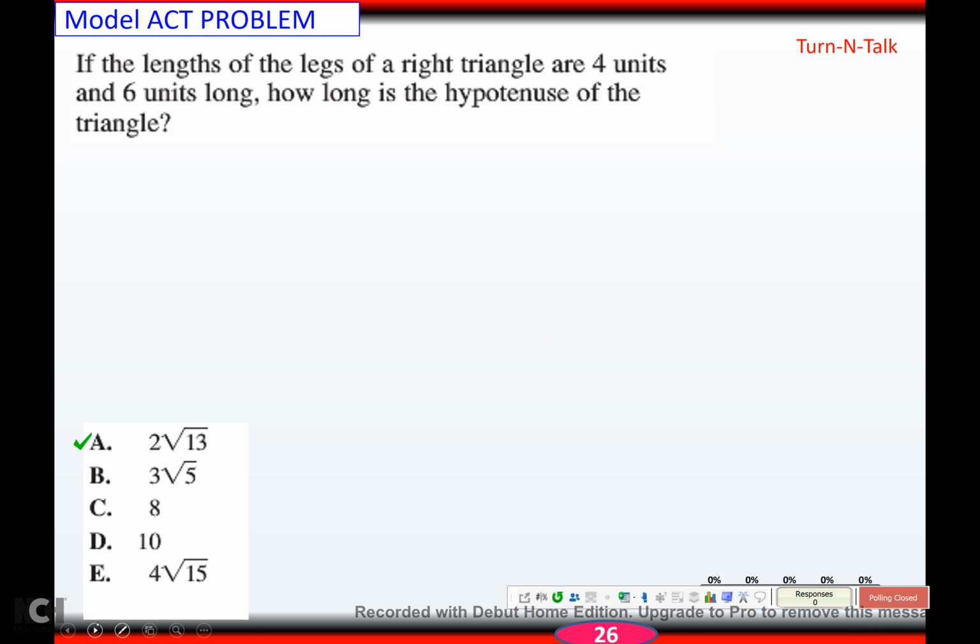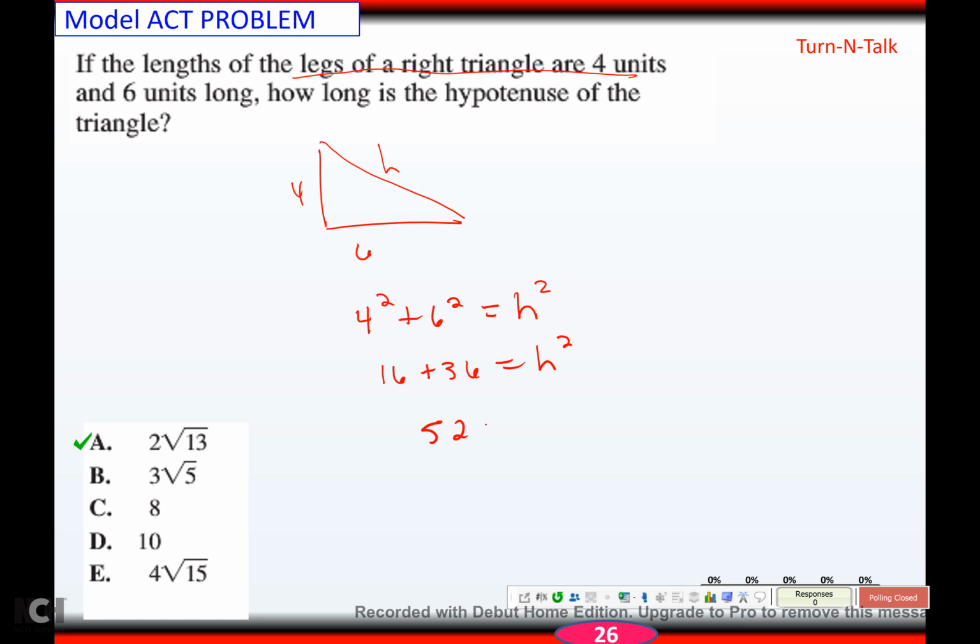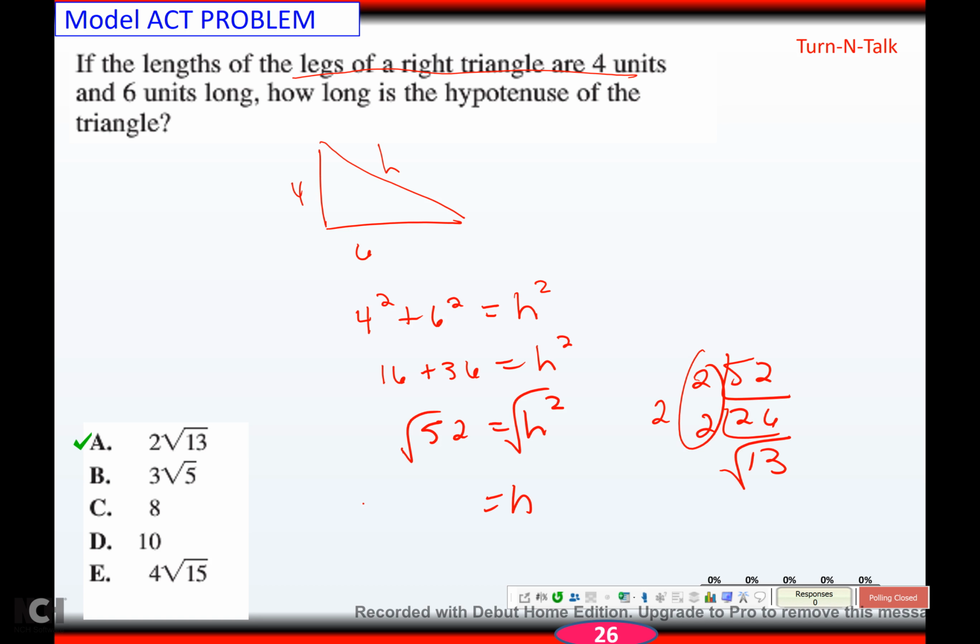And this one's just straight up: the legs of a right triangle are 4 and 6, and they want to know what the hypotenuse is. Well, 4 squared plus 6 squared equals hypotenuse squared. So 16 plus 36 equals hypotenuse squared. So 52 equals hypotenuse squared, take the square root. If I break 52 down, by 2 is 26, by 2 is 13. That 4 is a perfect square, which gives me 2 square roots of 13.